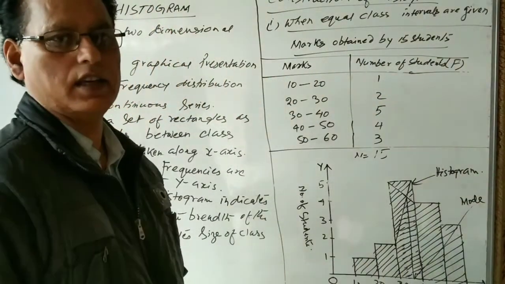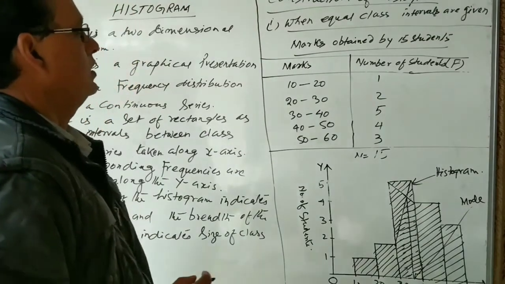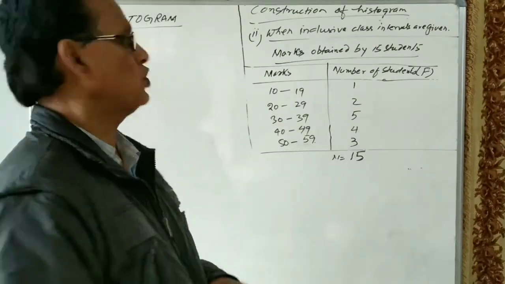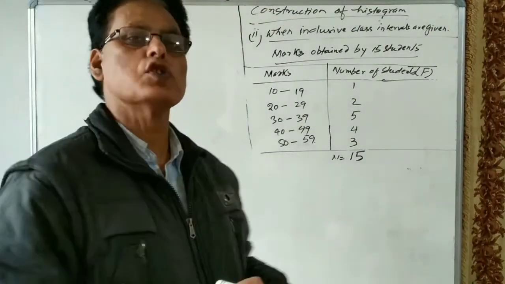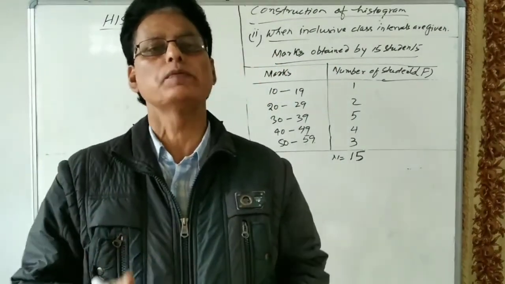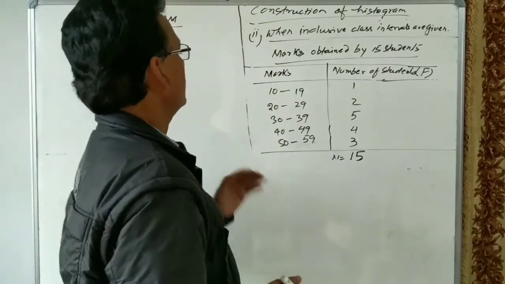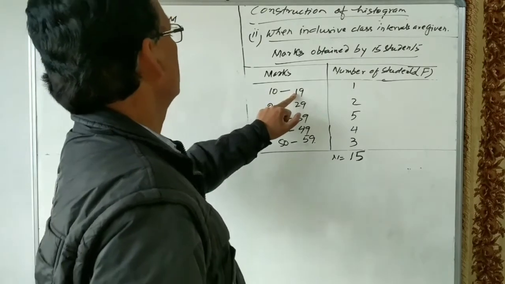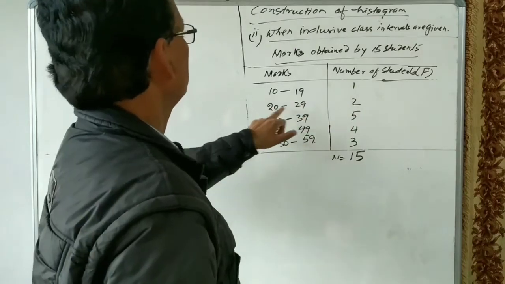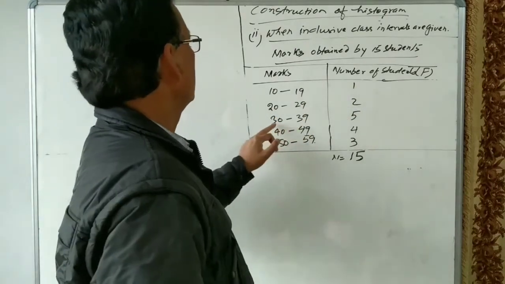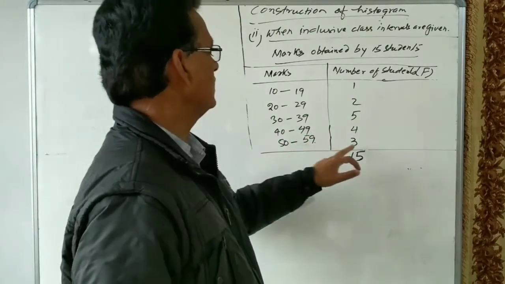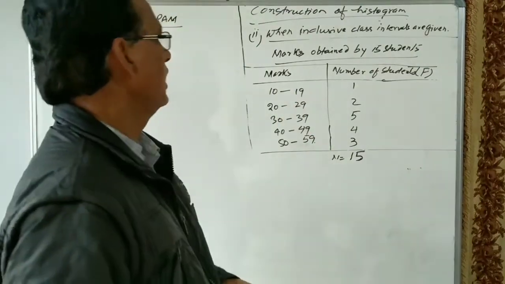So we can take the second case, when inclusive class intervals are given. See how we can draw a histogram when inclusive class intervals are given. Whenever inclusive class intervals are given, firstly we have to convert them into exclusive class intervals. Suppose this is the inclusive class interval given: 10 to 19. It means between 10 to 19, one student got the marks. Between 20 to 29, two students. Between 30 to 39, five students. 40 to 49, four students. 50 to 59, three students. These are the inclusive class intervals.